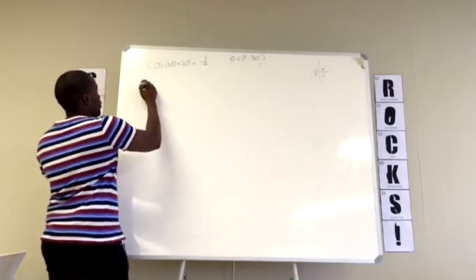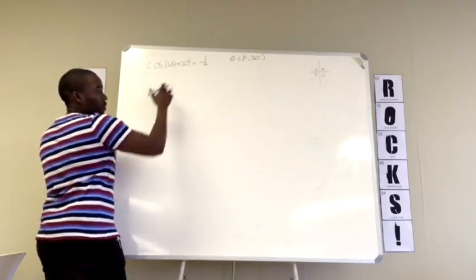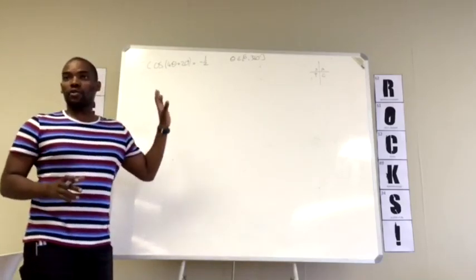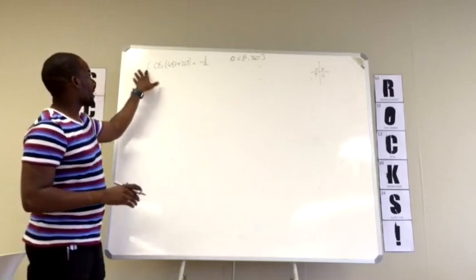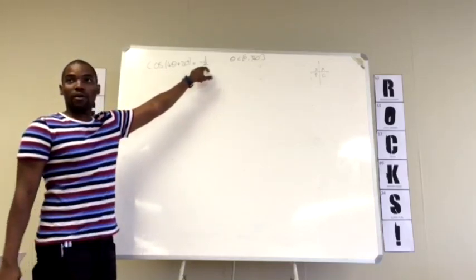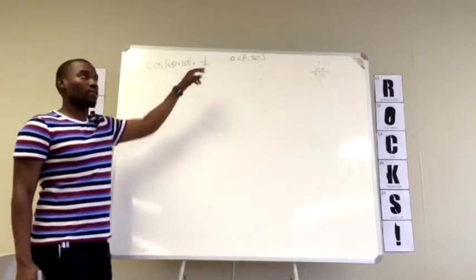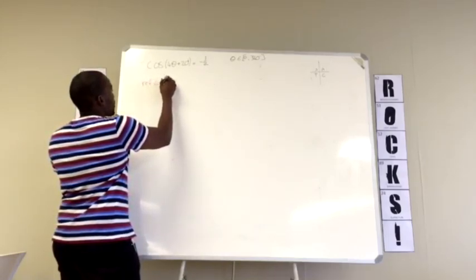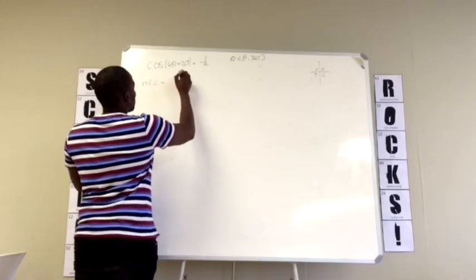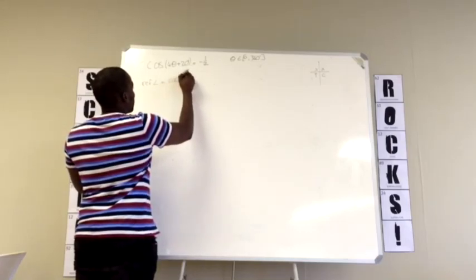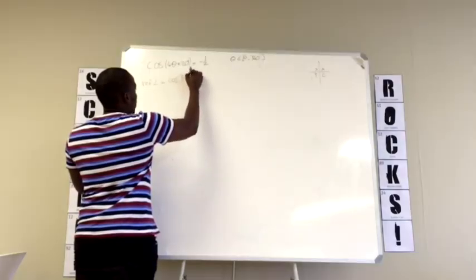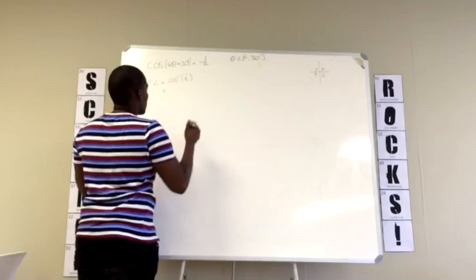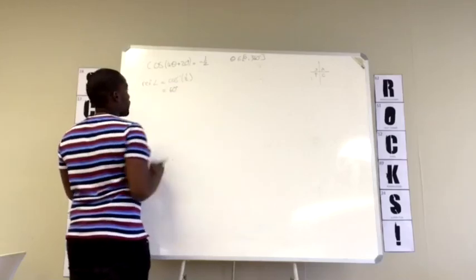So this is plain and simple. There are no funny calculations or manipulations we have to do at this point. We can just take this and find our reference angle for negative a half. So our reference angle is going to be inverse cos of a half, and what is that? 60 degrees, right? So our reference angle is 60 degrees.